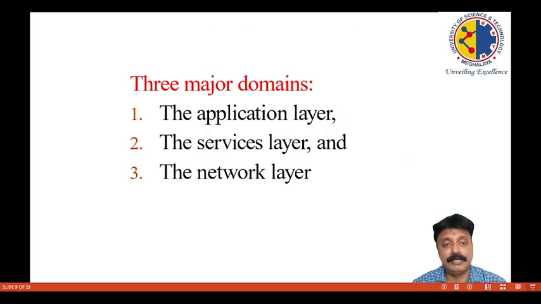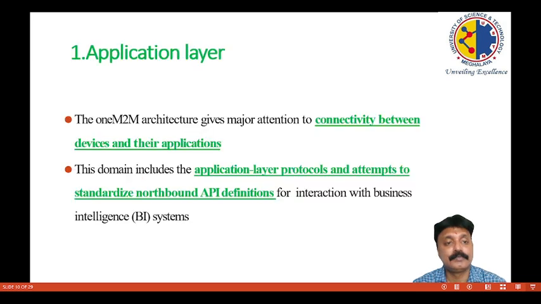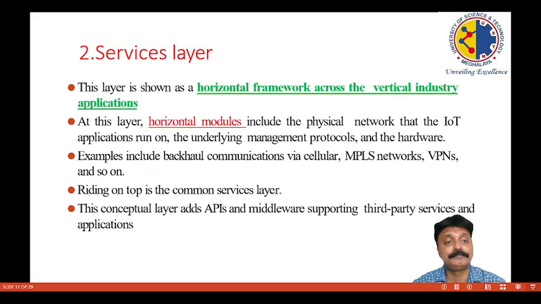The major domains are the application layer, the service layer and the network layer. In the application layer, the machine-to-machine architecture gives major attention to connectivity between devices and their application. So the various devices connected to the application take priority number one. Then the domain includes the application layer protocols and attempts to standardize northbound API definitions for interaction with business intelligence systems, that is BI systems.